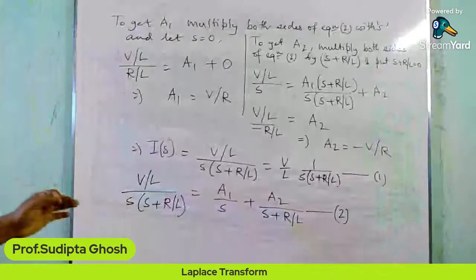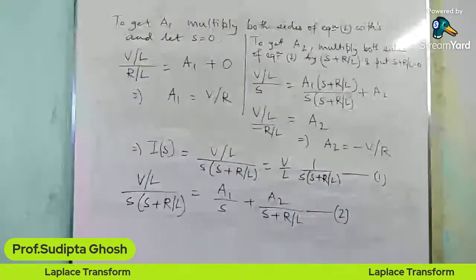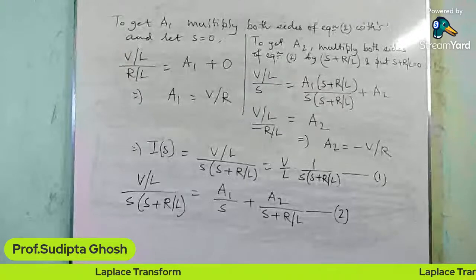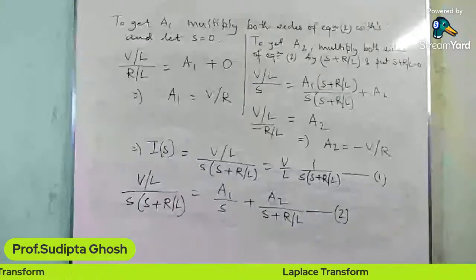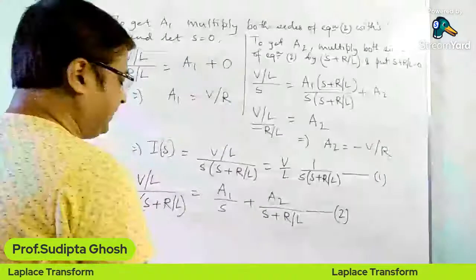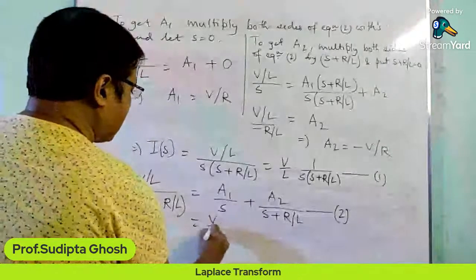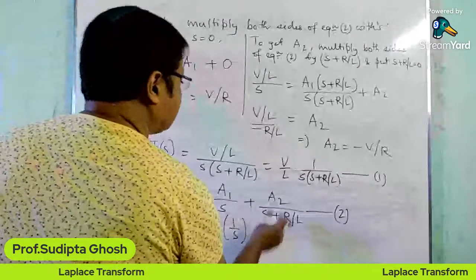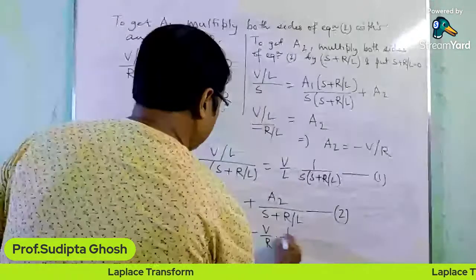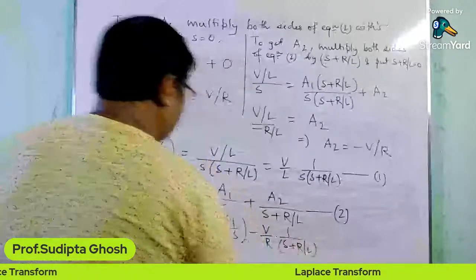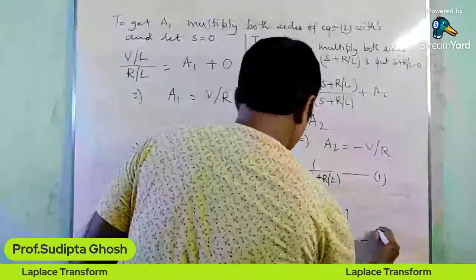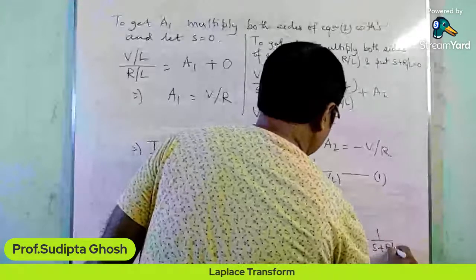So now we have the values of a1 and a2. So we have already found the values of the partial coefficients a1 and a2. So just substituting these values in equation 2, we can write it as a1, that is v by r into 1 by s, plus a2, that is minus of v by r, so that will be minus of v by r into 1 by s plus r by l. Okay, so we can take v by r common, and we have 1 by s minus of 1 by s plus r by l.